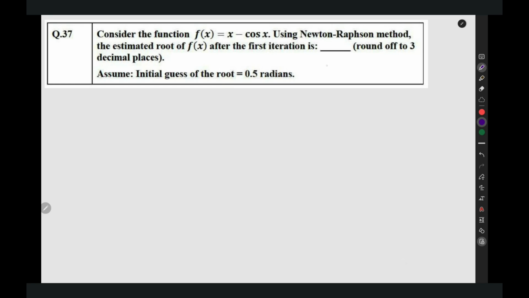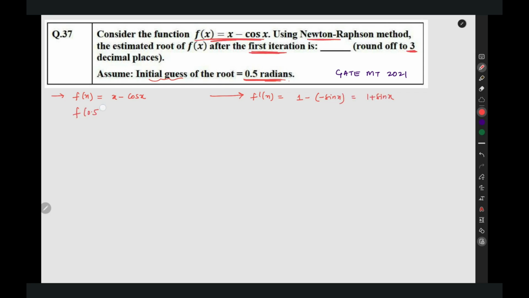This question is from GATE MT 2021. Consider the function f(x) equal to x minus cos x. Using the Newton-Raphson method, the estimated root of f(x) after the first iteration is. We have the initial guess as 0.5 radian. So we will write the function f(x) equal to x minus cos x. After differentiating, we will get f dash x equal to 1 minus minus sin x. It will be 1 plus sin x.